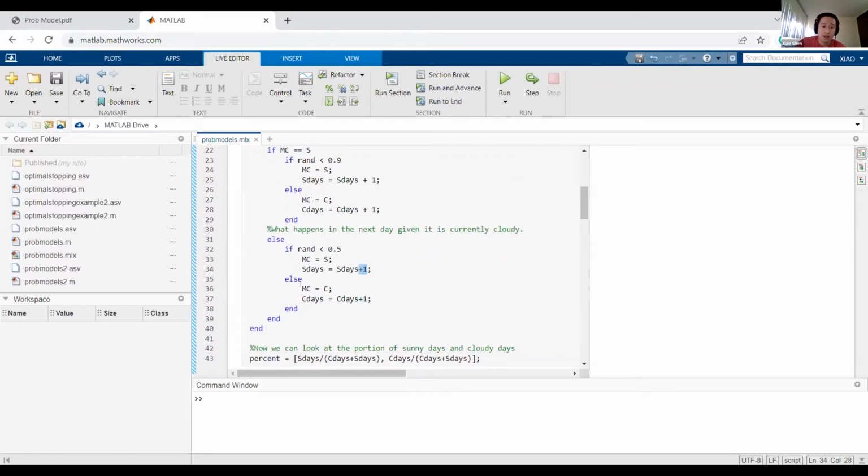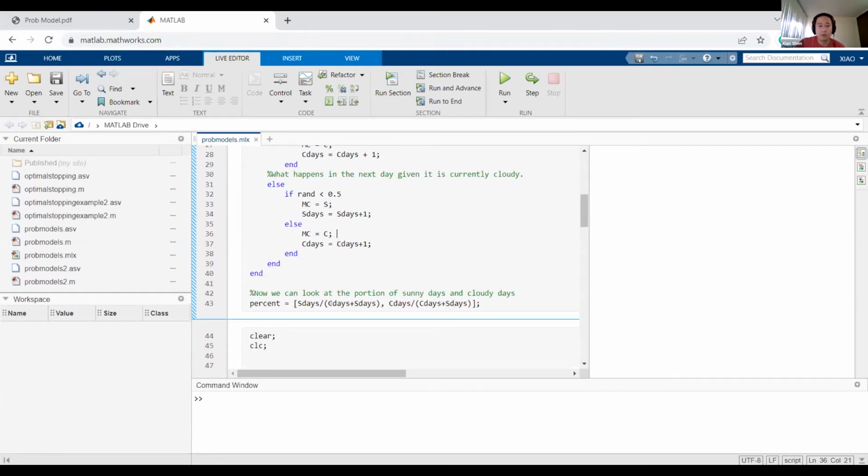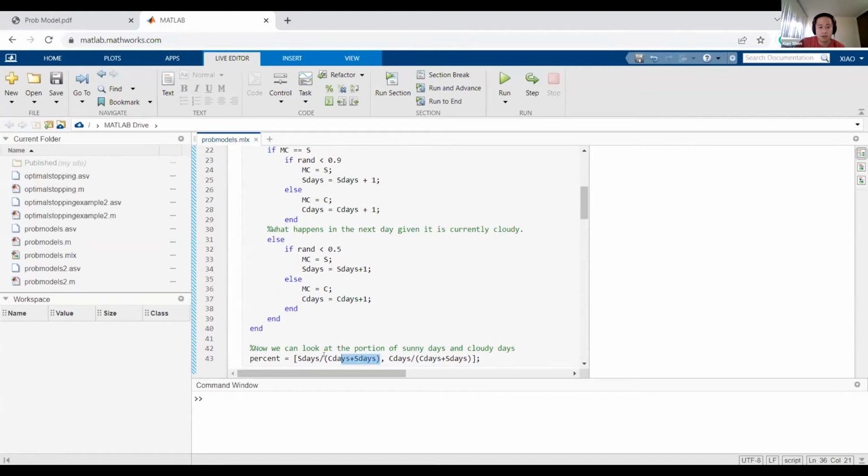And on the other hand, with probability half, the particle is going to stay at C, and then we just add 1 to the total number of cloudy days. And in the end, what we're interested in is really this ratio, right? The number of sunny days over the total number of days. Well, in this case, we can just add the cloudy days and sunny days. This is going to be like the 10,000 from our previous slide.